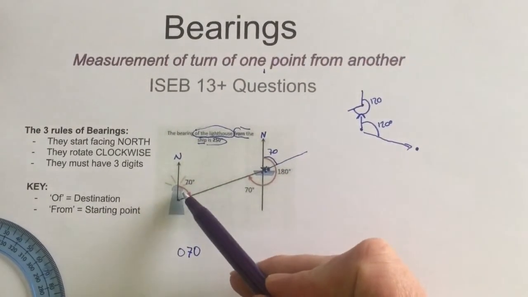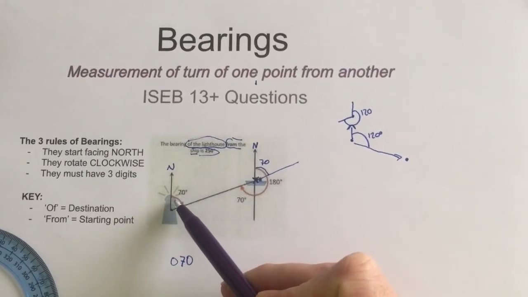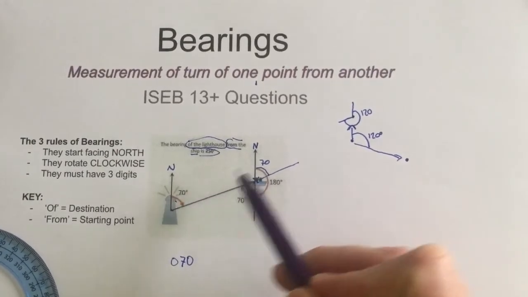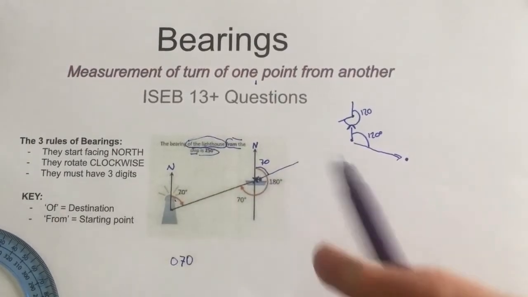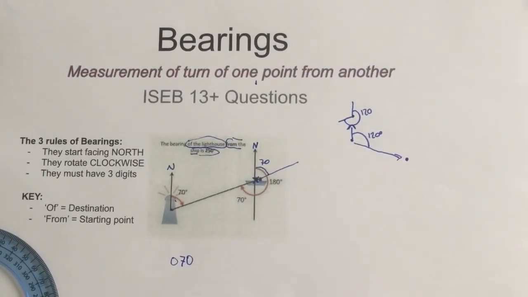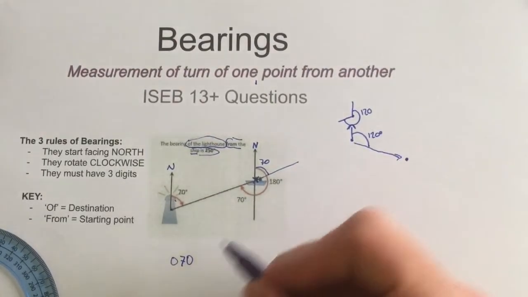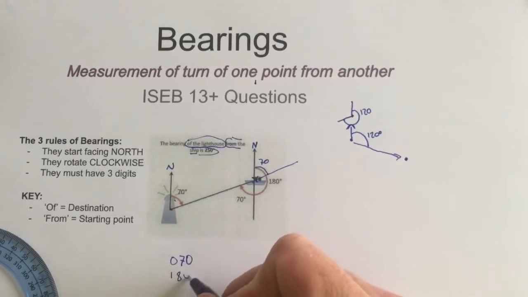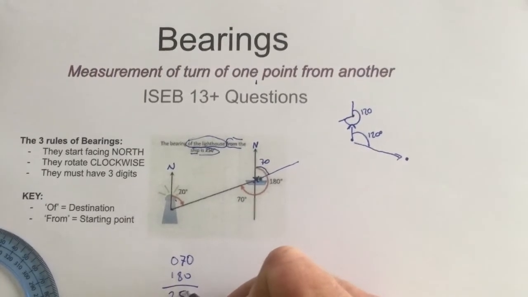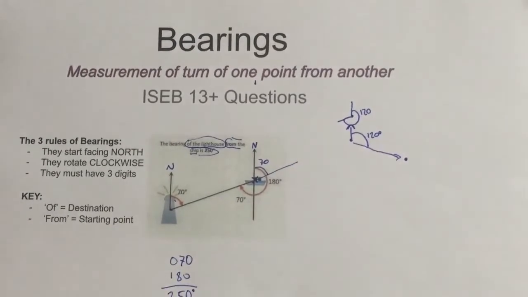So once you actually know the original bearing from start to finish, to turn back, you just add 180 degrees. So 70 add 180, and there we get our 250 degrees. And that is the basics of it.